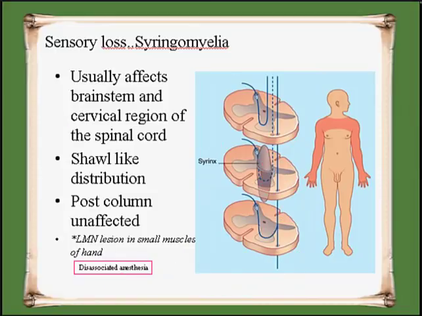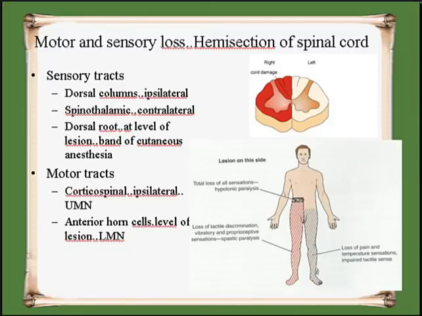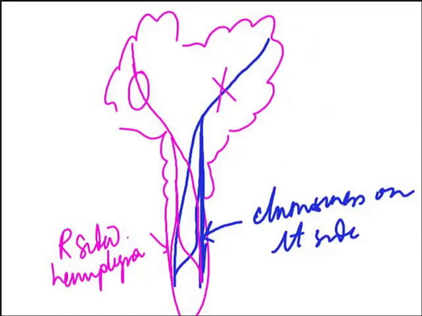Now let's look at the next slide, where we are looking at both motor and sensory loss. Now, when we describe motor and sensory loss, you will notice in your notes that you have what happens on the ipsilateral side and what happens on the contralateral side. So again, just to show you this, let us look up here. Let's see how this works.